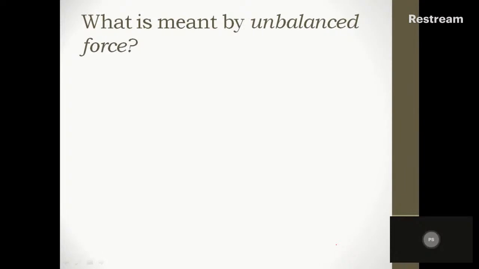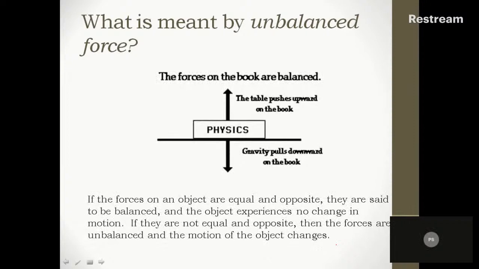What does this unbalanced force actually mean? If the forces on an object are equal and opposite, they are said to be balanced, and the object experiences no change in motion. If they are not equal and opposite, then the forces are unbalanced. For example, just imagine you have two friends. One friend has more energy, so more force can be applied, and the other friend is a lean person, so she applies less force compared to the person who has more energy.